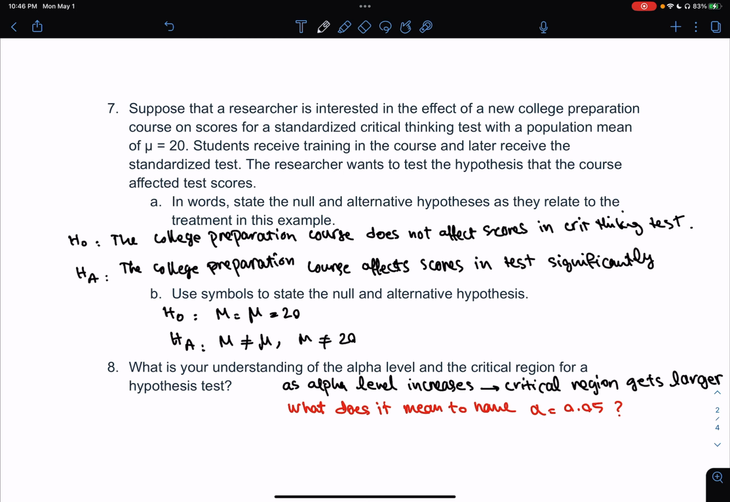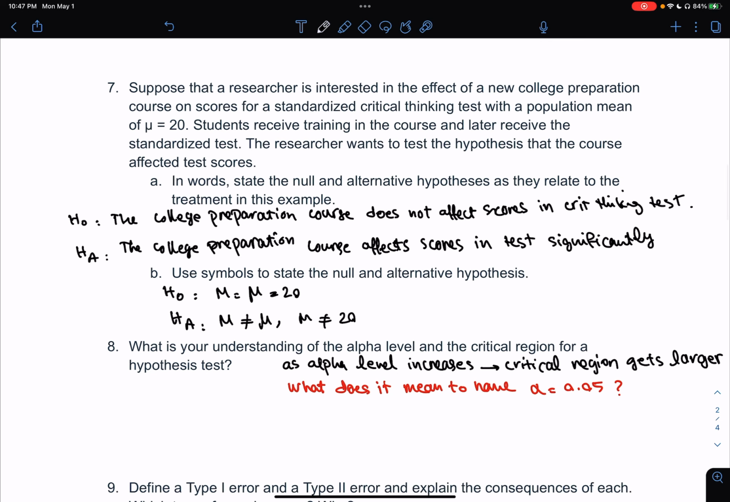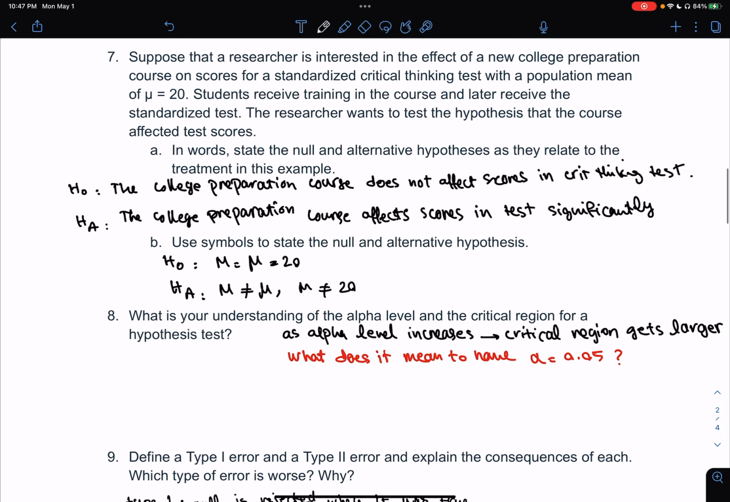Okay, question 7. Suppose the researcher is interested in the effect of a new college preparation course on scores for a standardized critical thinking test with a population mean of mu equals 20. Students receive training in the course and later receive a standardized test. The researcher wants to test the hypothesis that the course affected test scores. So first, in words, state the null and alternative hypothesis as they relate to the treatment in this example.